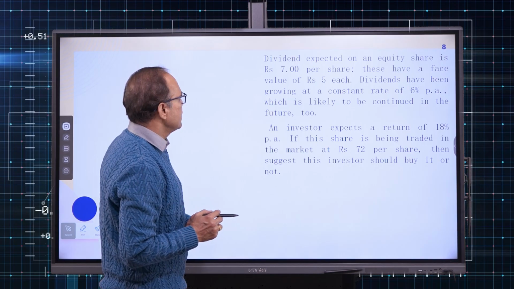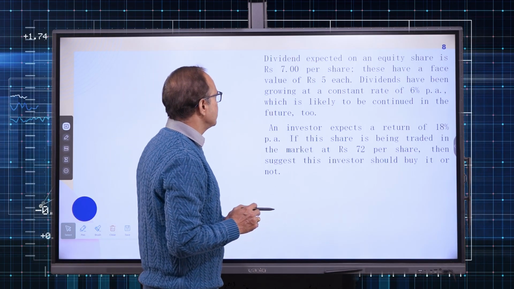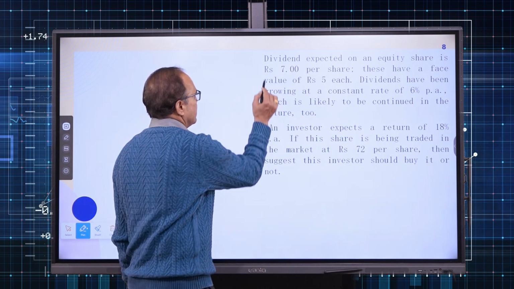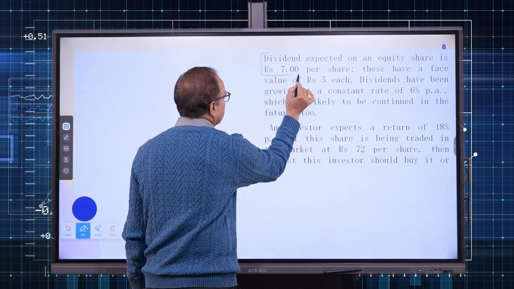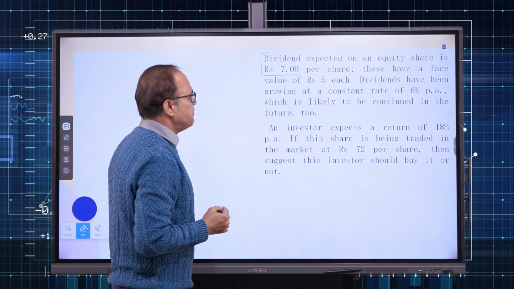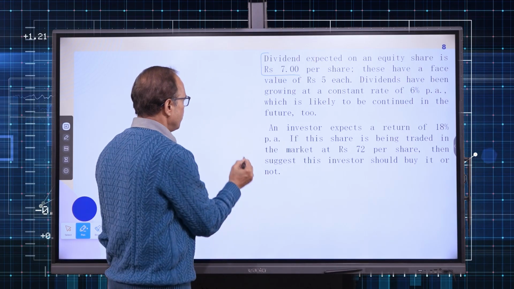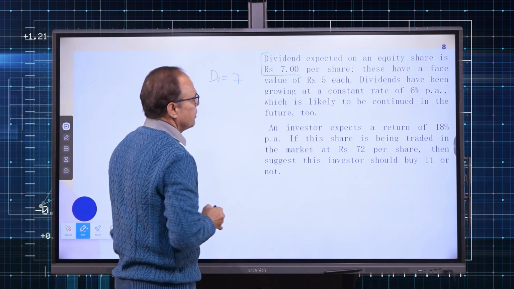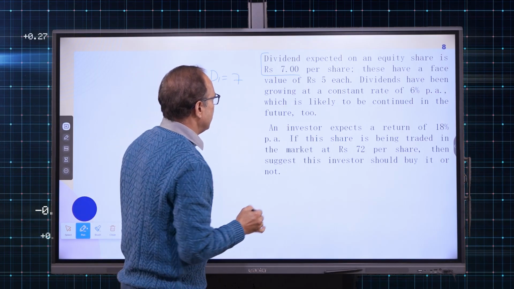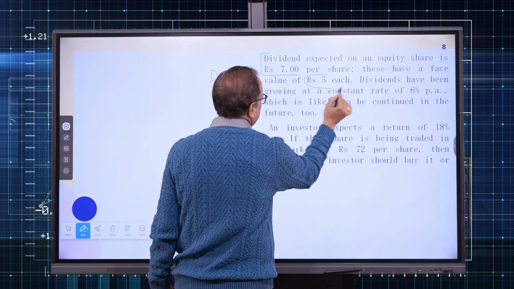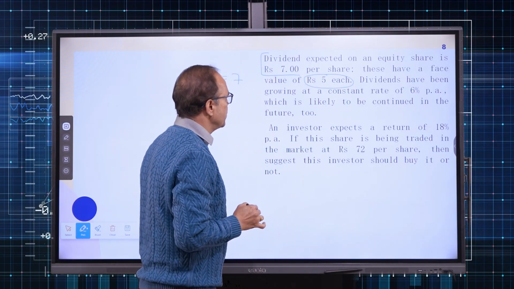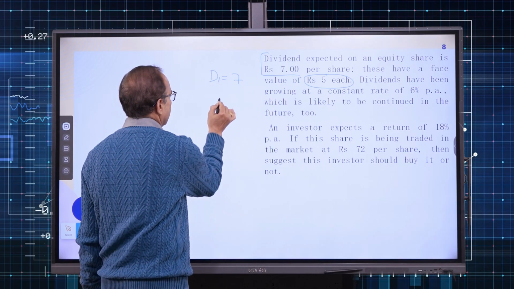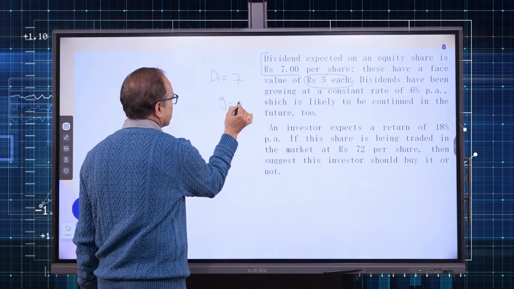What we are given: the dividend expected on an equity share is 7. Pay attention to the language of the question: dividend expected means next year, so we are given D1 straight away. These have a face value of 5 each; right now I do not find any utility for the face value. Dividends have been growing at a constant rate of 6%. So, G is 6%.